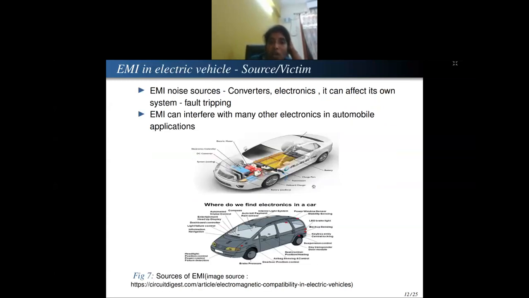Okay. So now if you look at the EV, the noise sources, which I have been telling about individually, are batteries, converters, and motors.